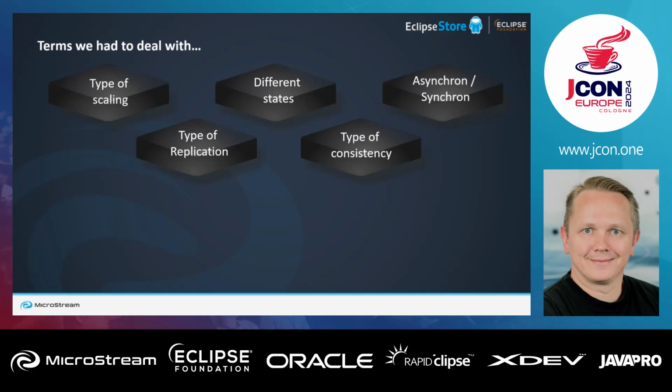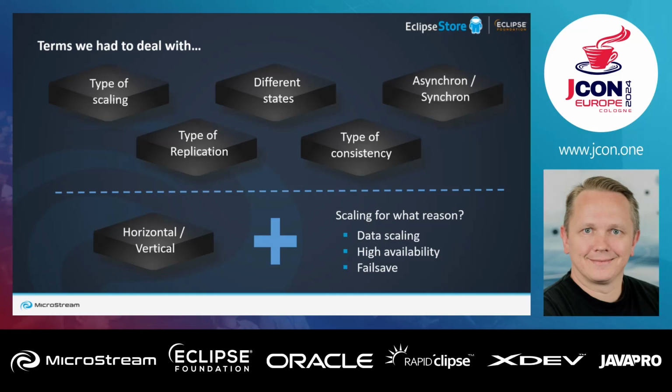First, when we start to evaluate cluster technologies, there are a lot of terms and words, and you have to evaluate all of that. There are types of scaling, different states, types of consistency, replication, and so on. But in my opinion, the three most important things are: we have to clarify what horizontal versus vertical means. That's important. And we have to make a decision what type of scaling we really need.